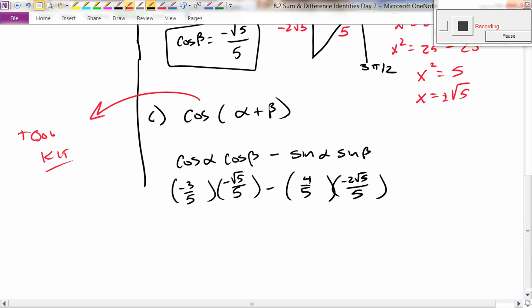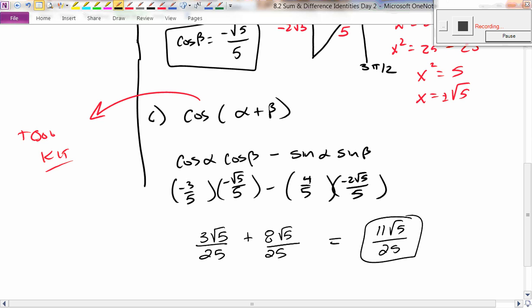Good. Now all what's left to do is clean this stuff up. So negative 3 times negative rad 5 is a positive 3 rad 5. Let's see here. Over 25. Negative times negative is going to be a positive. 4 times 2 is 8 rad 5 all over 25. So everybody, 3 rad 5s plus 8 rad 5s is a grand total of 11 rad 5s. There you go. All over 25. And we have found the exact answer to the cosine of alpha plus beta, even though it wasn't a nice, easy, normal trig function like 30 or 45 degrees.